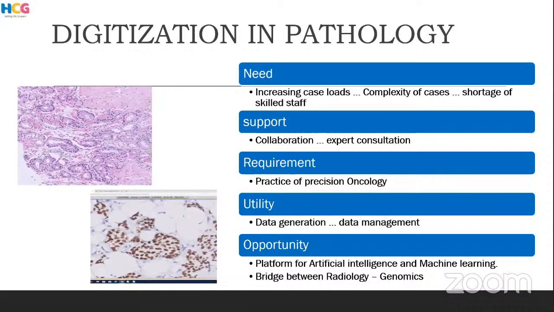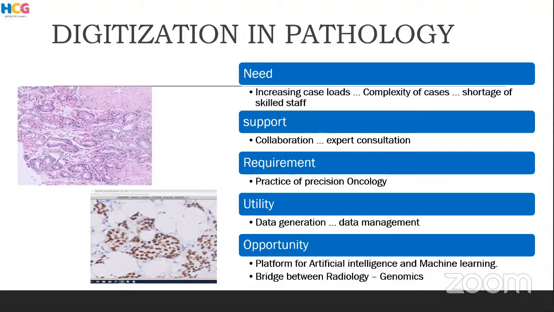The need for digitization actually arises basically from the clinical practice. We know that there is increasing caseload. We are seeing so many cases coming to the hospital, particularly the oncology cases. And also the complexity of the cases is increasing. So it's no longer the simple text descriptions in the histopathology reports that we used to sign out earlier. Now the histopathology reports, the hematology reports are becoming more objective and evidence-based.